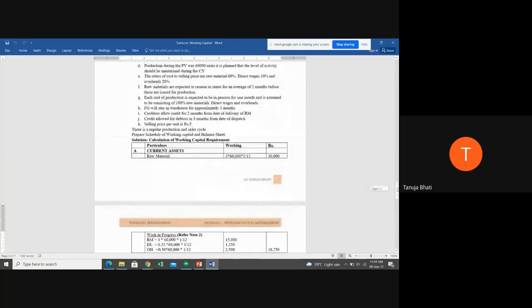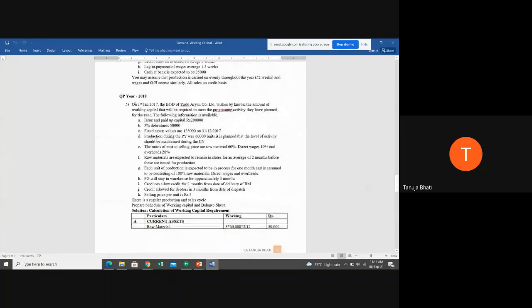Is this clear to everyone? Is this problem clear to everyone? Yes, students? Yes? Is this problem clear?